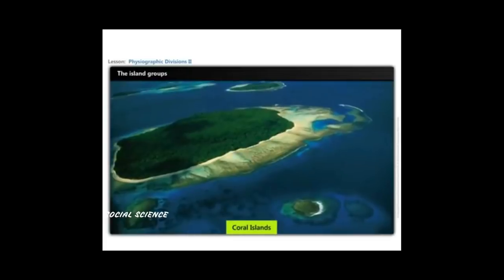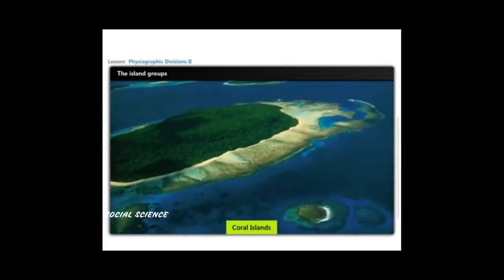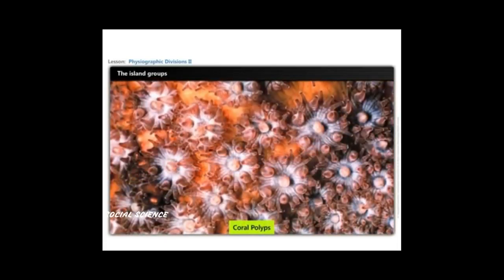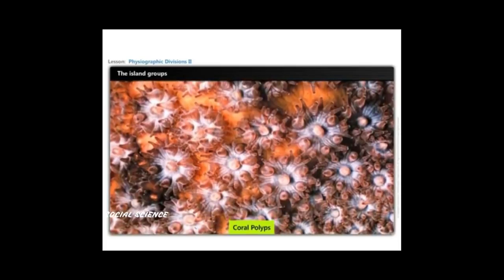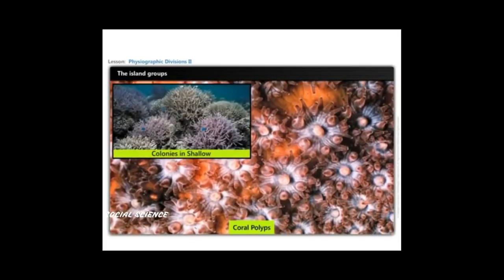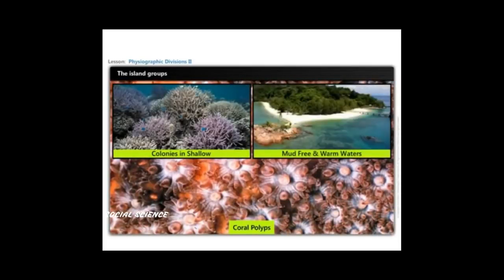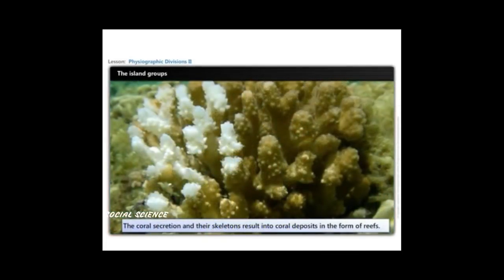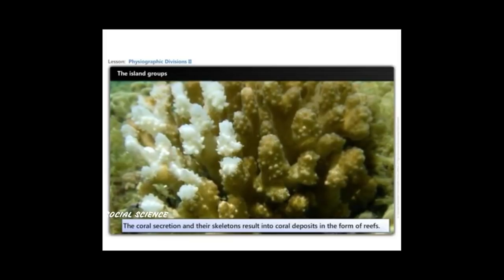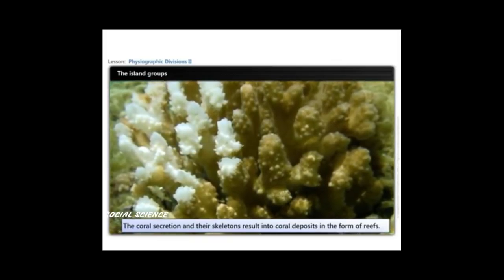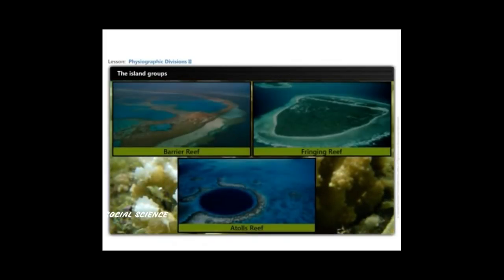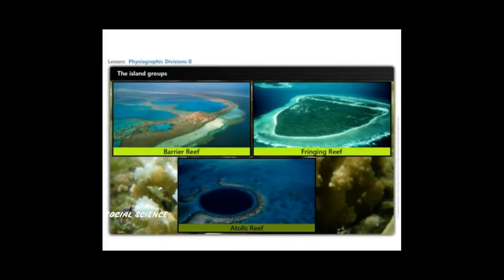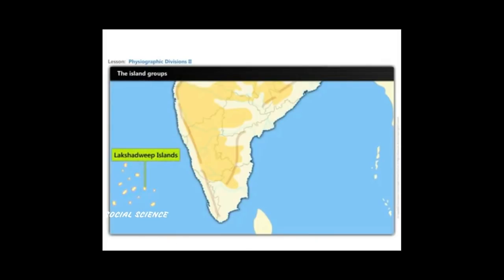This group of islands is composed of small coral islands. Coral polyps are short-lived microscopic organisms, living as colonies in shallow, mud-free and warm waters. They secrete calcium carbonate. The coral secretion and their skeletons result in coral deposits in the form of reefs. They are mainly of three kinds: barrier reef, fringing reef and atolls.